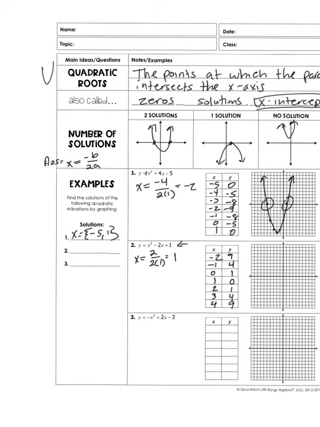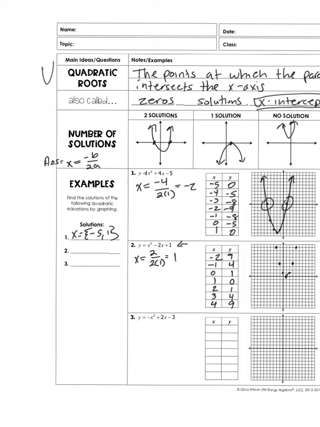All right, so the vertex is at 1, 0, right there. 2, 1 is my next point. 0, 1. Negative 1, 4. And then we have 3, 4. And then 4, 9. And negative 2, 9.